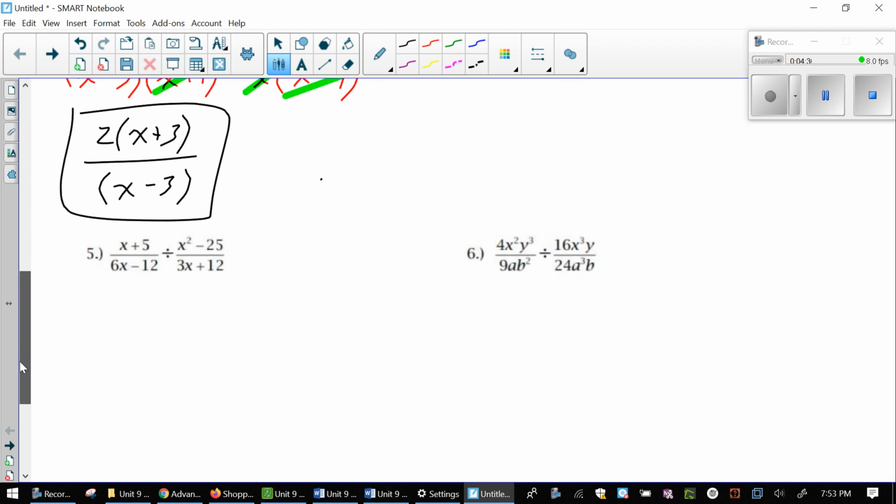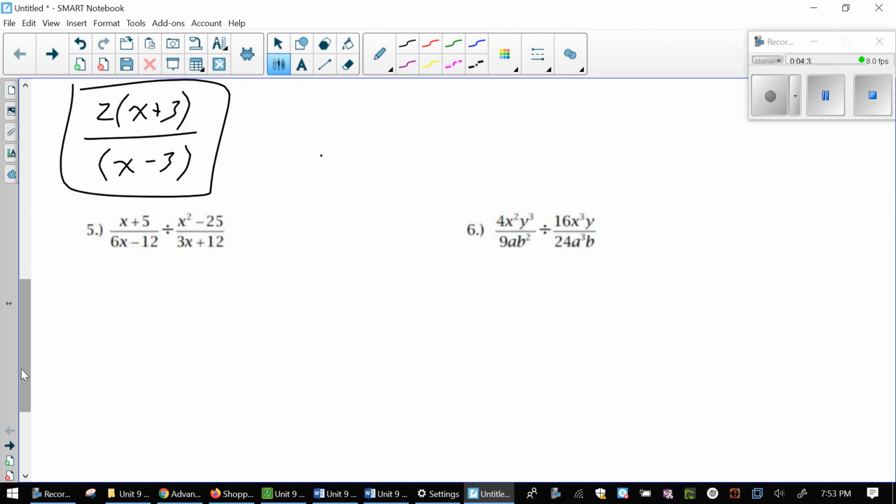All right, let's do a division. I think I'm going to go with number 6 here, because this is all monomials. We've been doing some factoring with binomials and quadratics. So remember, with division, we need to change to multiplication, multiply by the reciprocal. So we change it to multiplication.